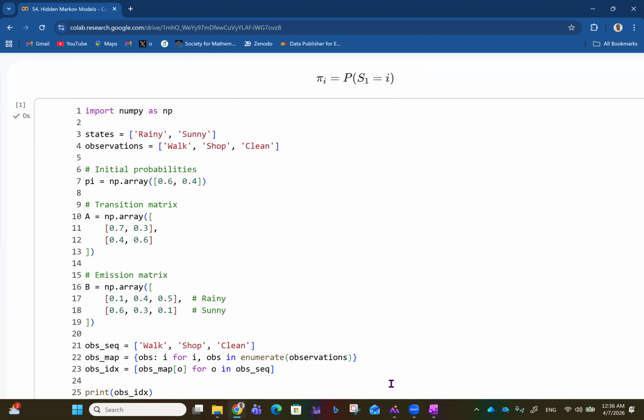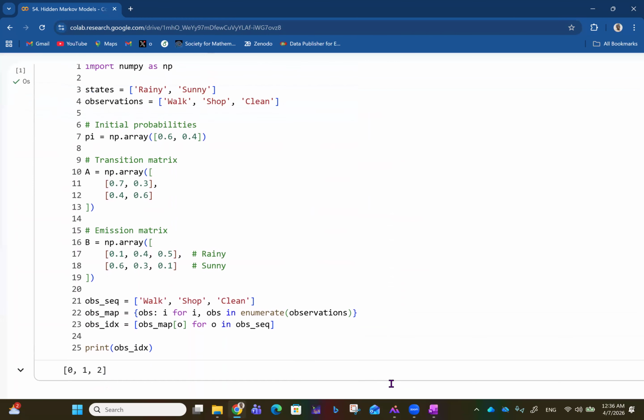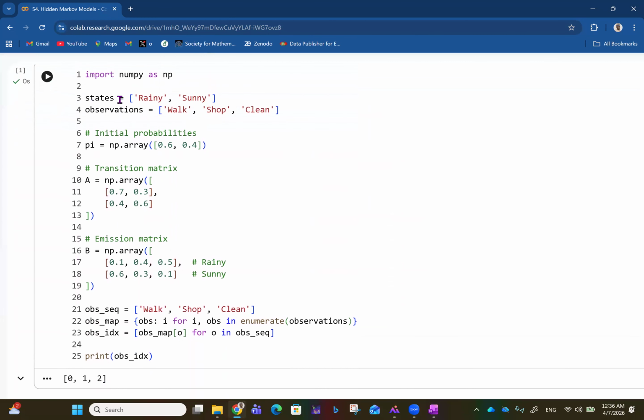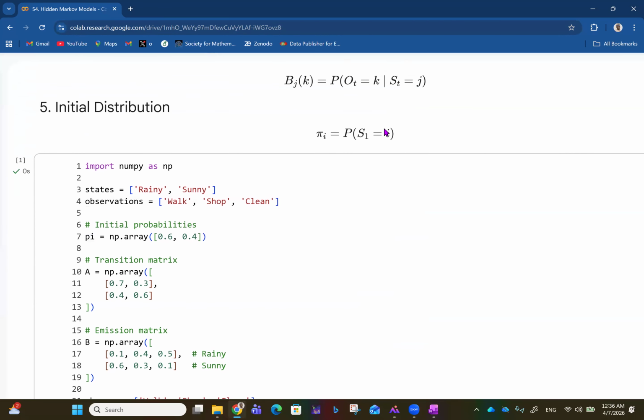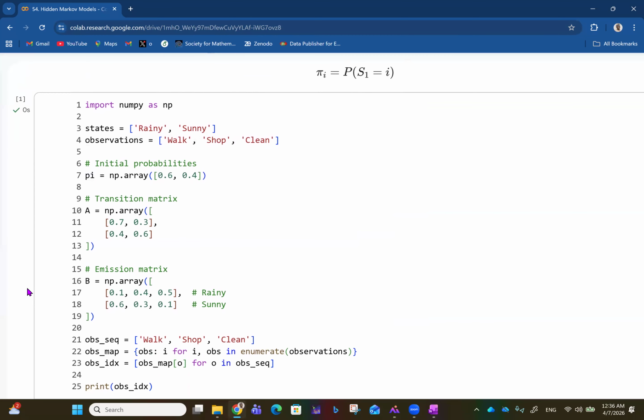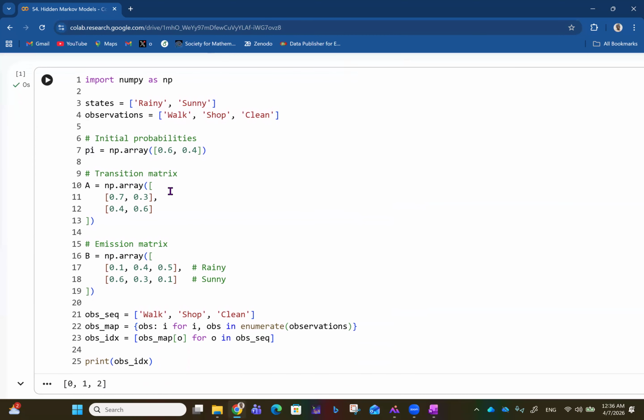So we can actually simulate this right here. Imagine you have states rainy and sunny, observations walk, shop, and clean, and then initial probabilities pi, the initial distribution we just looked at. When you're starting out, the pi will be 0.6 and 0.4. And then the transition matrix is 0.7, 0.3, 0.4, 0.6.